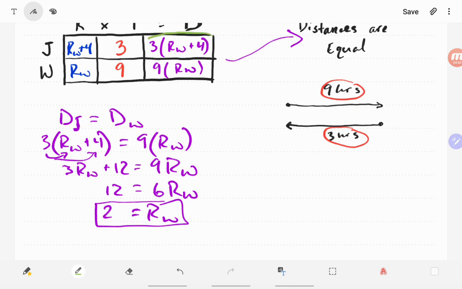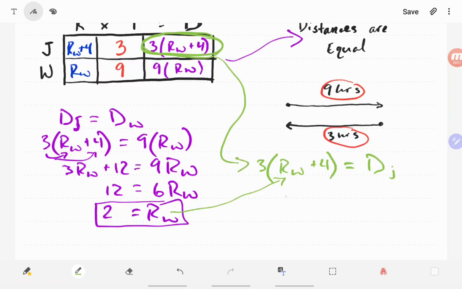Well, we know the distance. It's right here. That's the distance that they jogged. So we can say 3 times RW plus 4 is equal to the distance they jogged. What is RW? It's 2. So we get 3 times 2 plus 4 is equal to the distance that they jogged, or 3 times 6, which is 18. That is the distance that they jogged. Thing of beauty, guys. Thing of beauty.